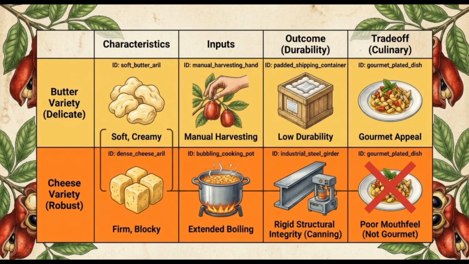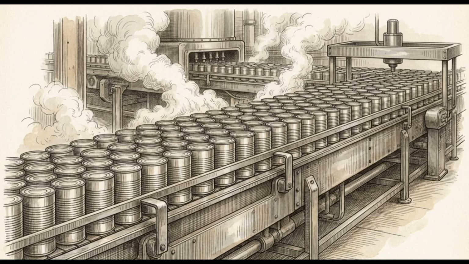Placing the cheese profiles side by side in our matrix reveals a direct contrast. These varieties are highly firm and robust. To make this firm structure palatable, kitchens must apply specific inputs, namely extended boiling times to soften arils. The outcome is durability. These arils maintain rigid structural integrity and yellow coloring even under intense industrial processing and canning pressure. The culinary trade-off is a lack of premium mouthfeel, reducing their appeal for gourmet markets.